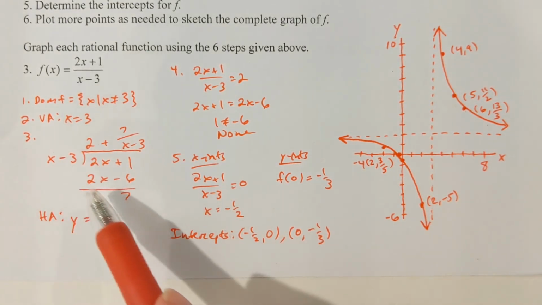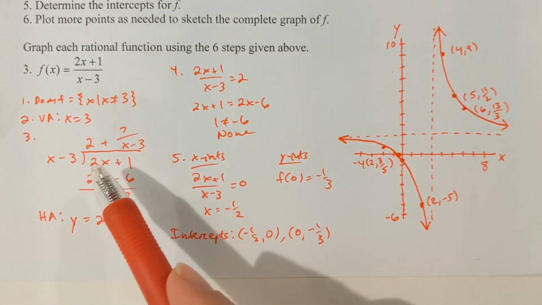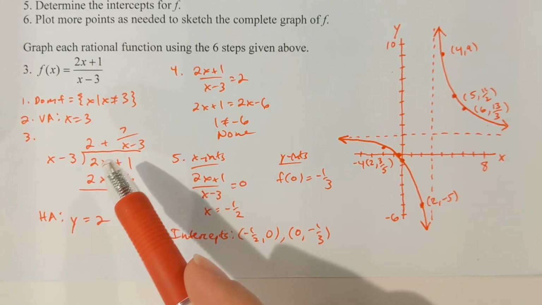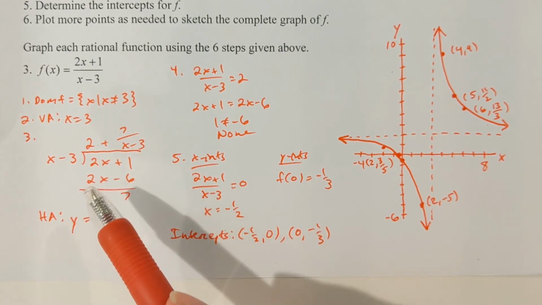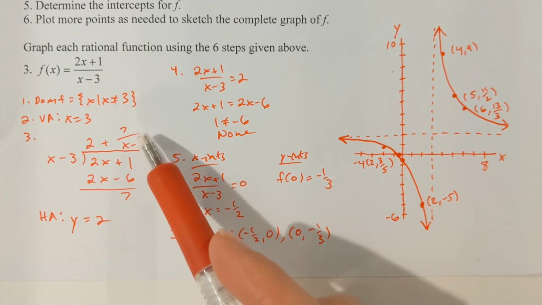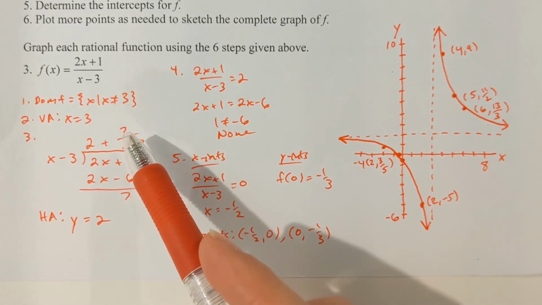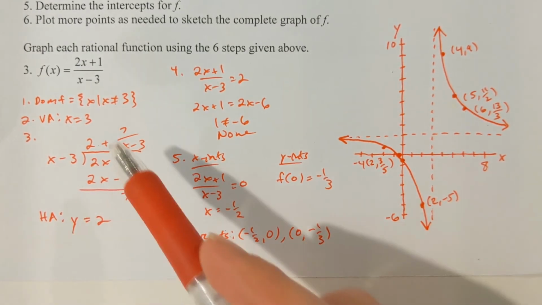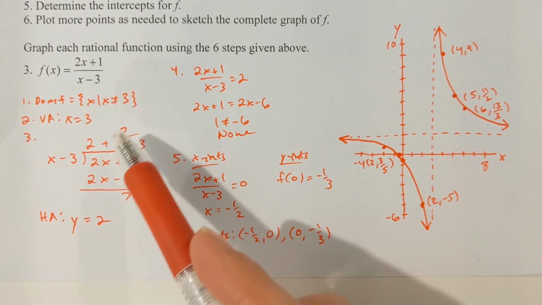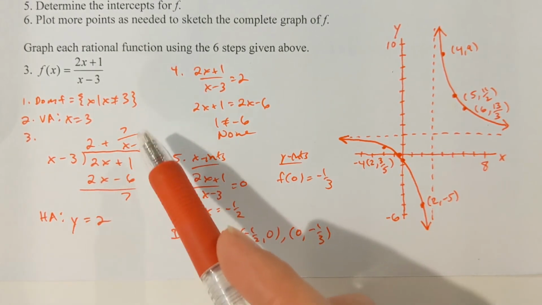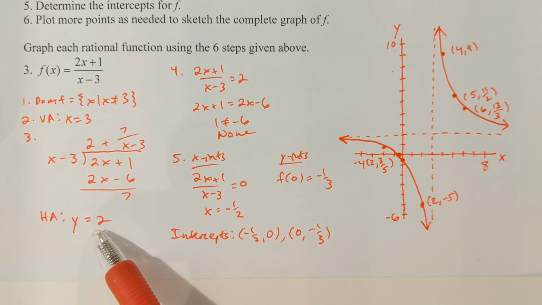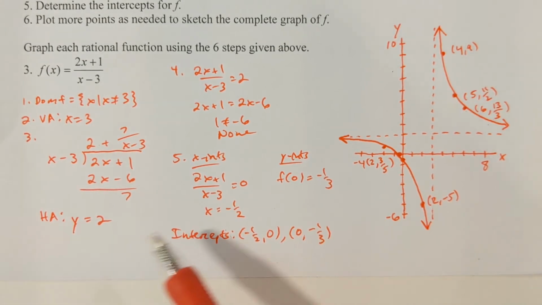So I've got my division set up here, and I've gone through that division process. Now, after you've gone through the division process, you are supposed to disregard the remainder and then write as an equation y equals whatever information is to the left of the leftover there. So y equals 2 would be my equation of the horizontal asymptote.